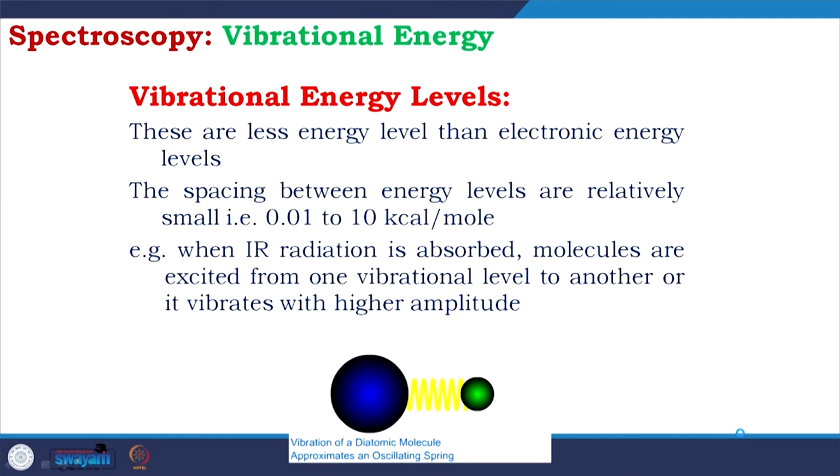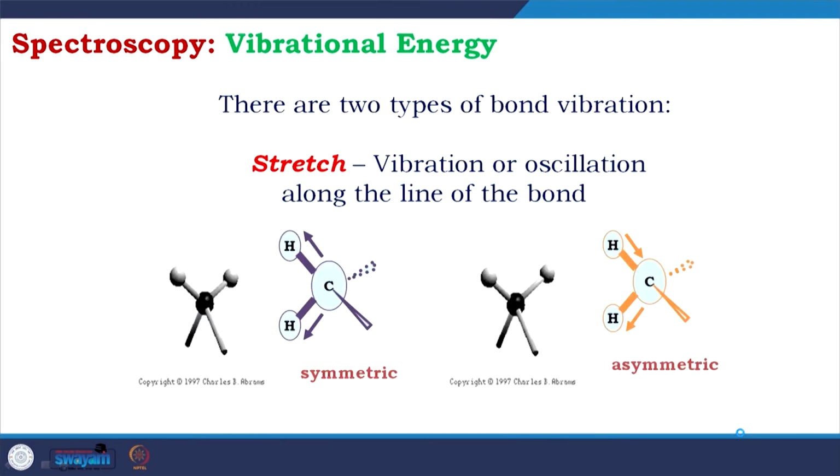So, we have discussed vibrational energy levels, these are lower energy levels than electronic energy levels, in between, we talked about when we were introducing spectroscopy. The spacing between energy levels is relatively small, 0.01 to 10 kilocalorie per mole. When IR radiation is absorbed, molecules are excited from one vibrational level to another, or it vibrates with higher amplitude. So, this is vibration of a diatomic molecule. It approximates an oscillating spring, as I talked about.